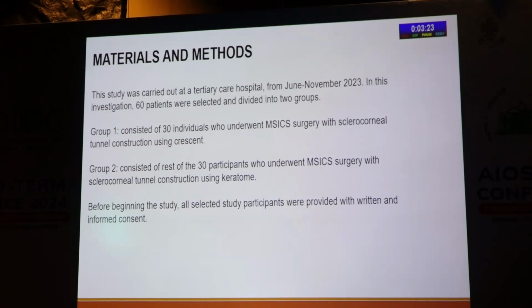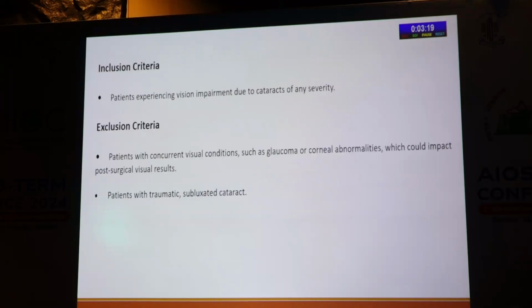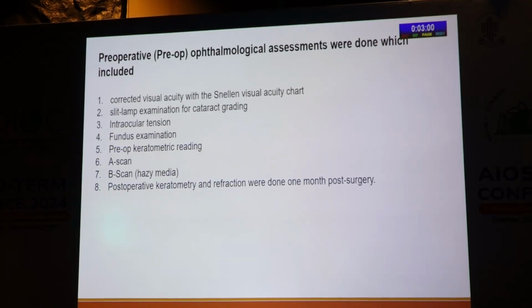Before beginning the study, all study participants were provided with written informed consent. Inclusion criteria: patients experiencing vision impairment due to cataracts of any severity. Exclusion criteria: patients with concurrent visual conditions such as glaucoma or corneal abnormalities which could impact post-surgical visual results, and patients with traumatic and subluxated cataract.